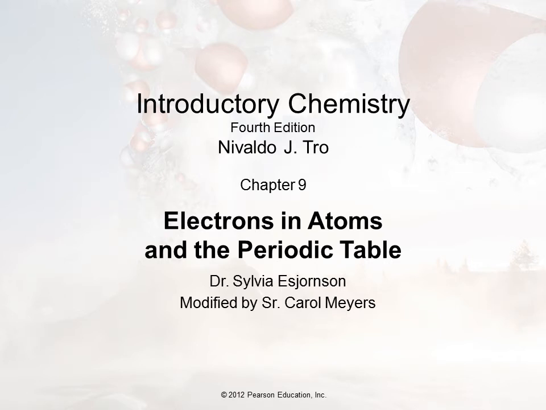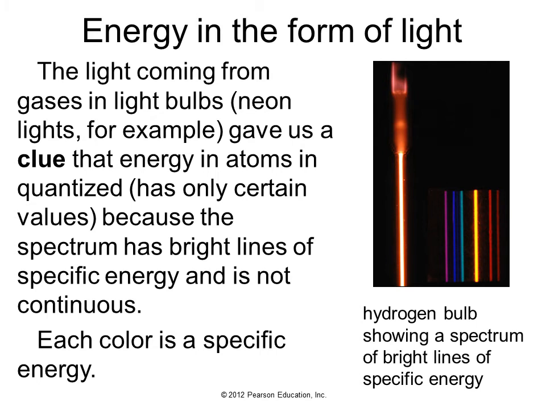Chapter 9, Electrons and Atoms and the Periodic Table. We begin by looking at energy in the form of light. We have noticed that light coming from electrically excited gases in light bulbs, such as neon lights, gives us a clue that the energy in atoms is quantized. That is, it has only certain values.